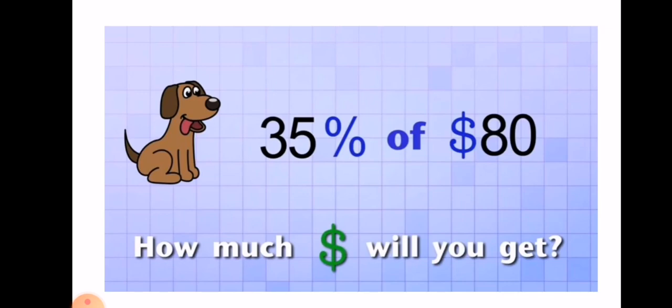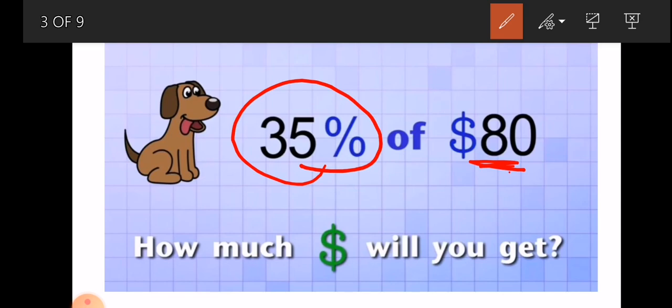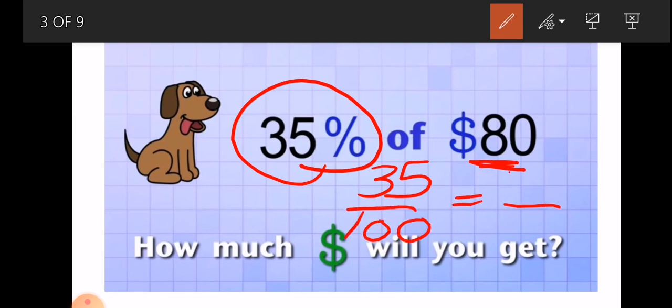Also, we took before in the previous lesson that if I have 35% of $80, it means how many dollars will you get? So by another way, if I ask you how many from the 80 can be 35%. In this case, how to solve it? We said before, we can write it as a proportion. 35% means 35 over 100. They are equal to what out of 80? Here is the same question, but we wrote it another way.